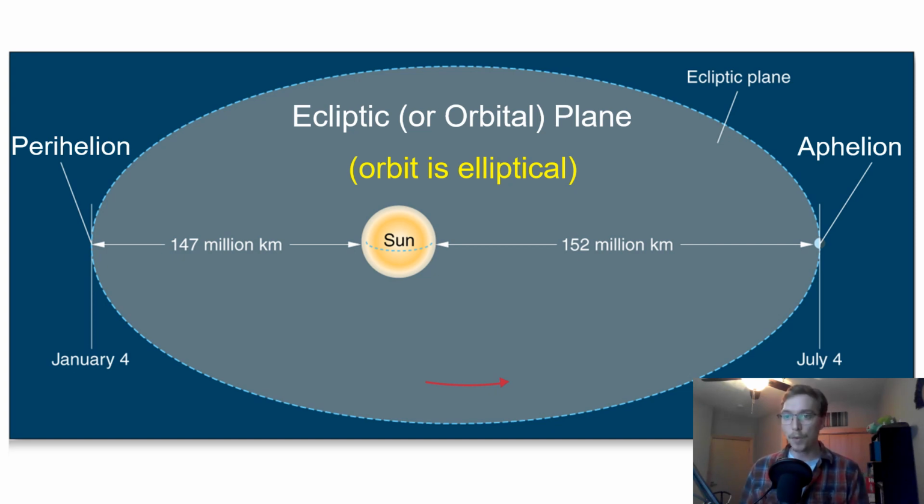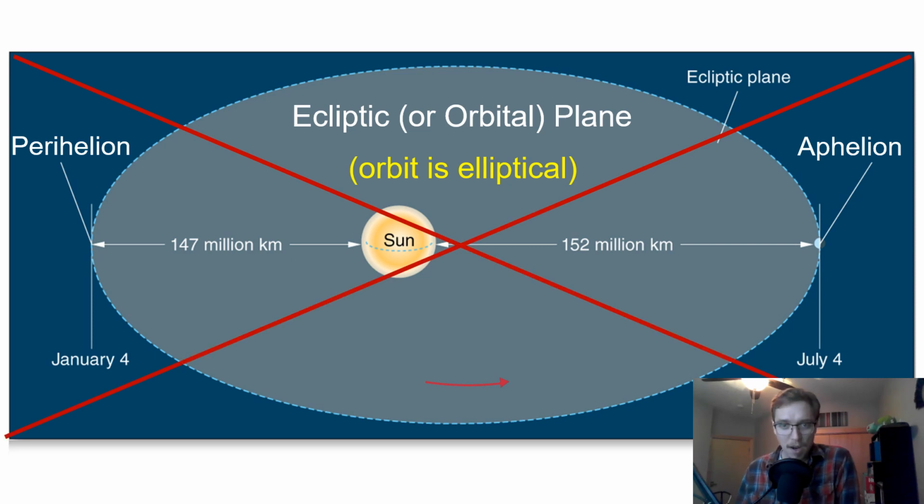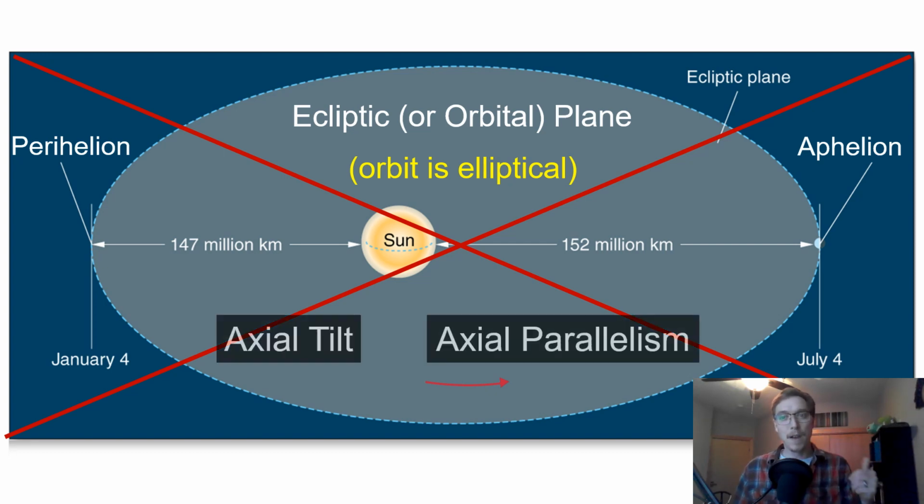Now, despite Earth orbiting on a consistent plane, as we see here, the energy difference between the perihelion and aphelion positions only constitutes about 7% of Earth's incoming solar energy. So this doesn't really account for or explain the seasonal variations that we see across our planet. So I'm just going to cross that out, right? Joking aside, we need to talk about the concepts of axial tilt and axial parallelism.